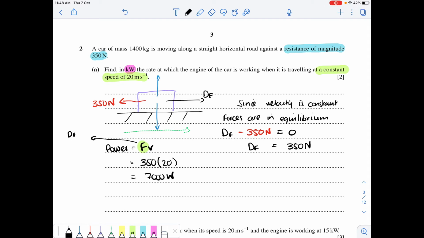Now we were asked to calculate kilowatts. 1 kilowatt equals 1,000 watts, and so our answer would be 7 kilowatts.